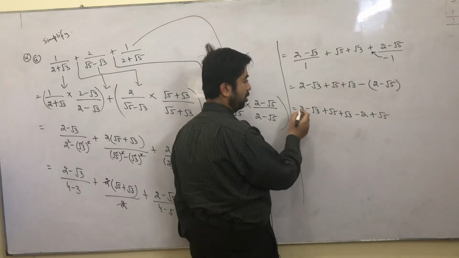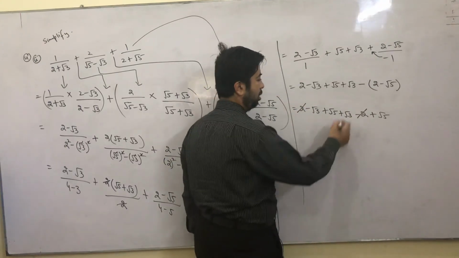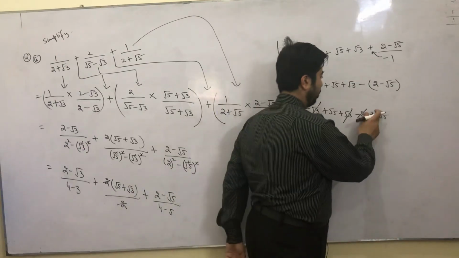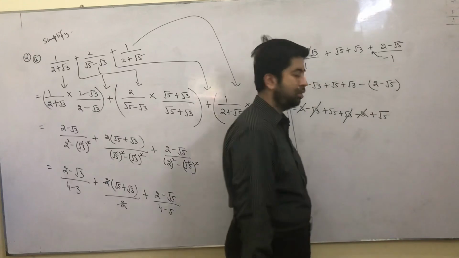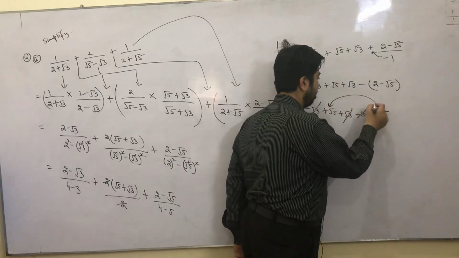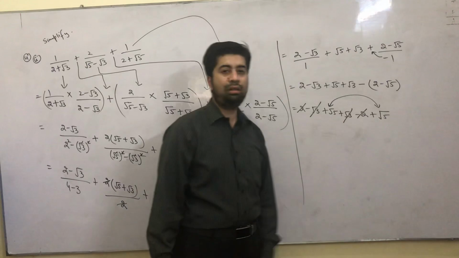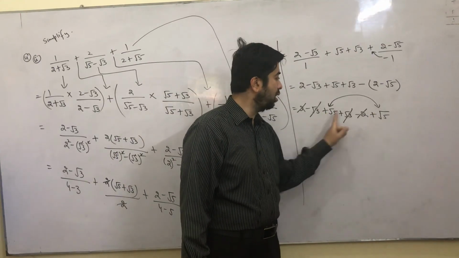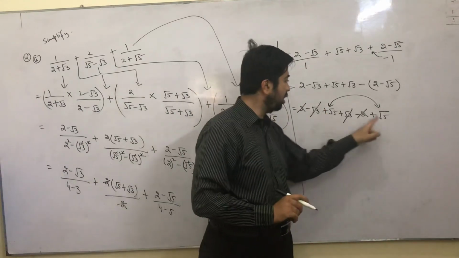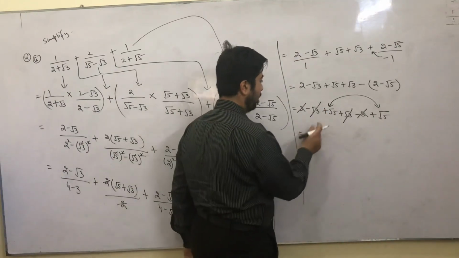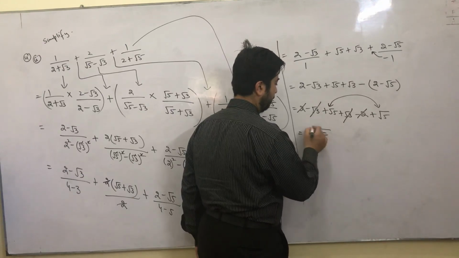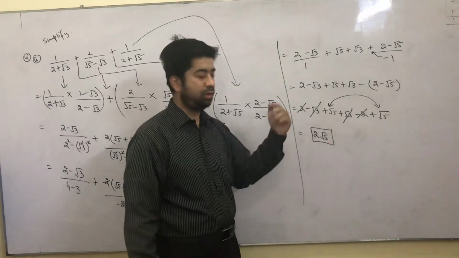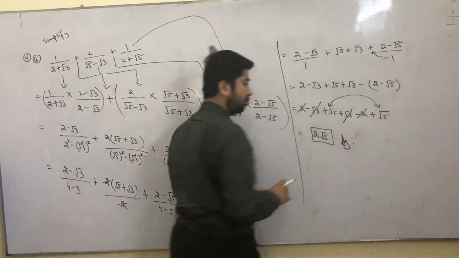So what is going to happen? 2 is cancelled with this minus 2. Positive √3 is cancelled with this negative √3. So √5 plus √5. What is the answer of this √5 plus √5? Is it √10? No. We can't add it like that, we just have to add their coefficients. Its coefficient is 1, and its coefficient is also 1. So it must be 2√5, because there is this √5 and this √5. How much? These are 2√5. So this is the answer.